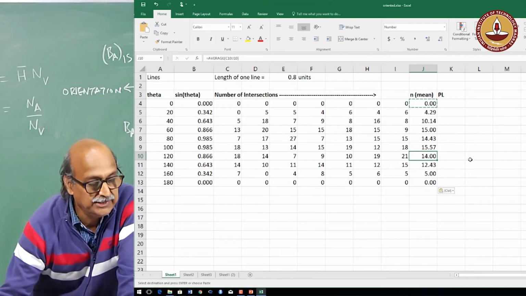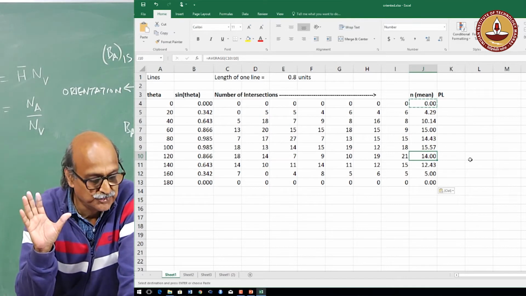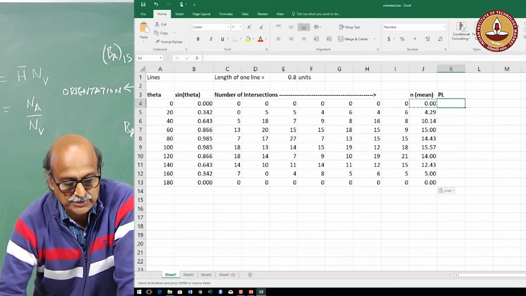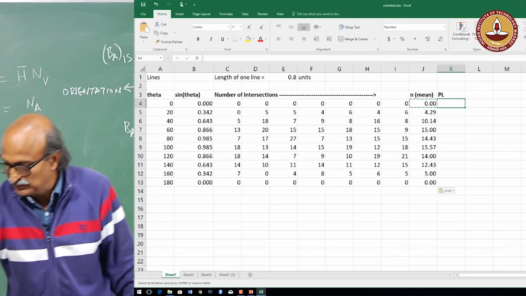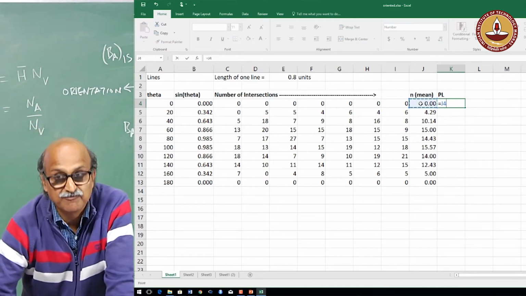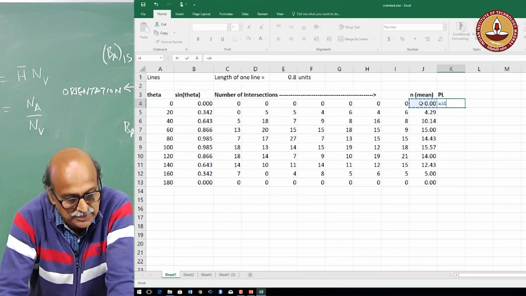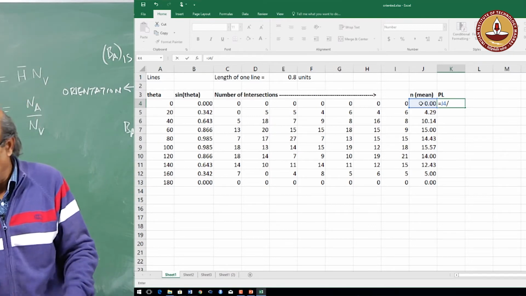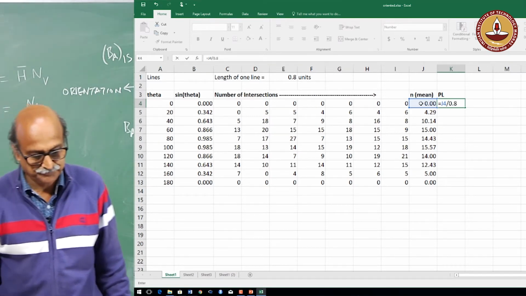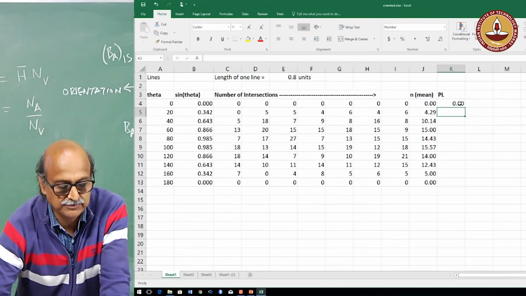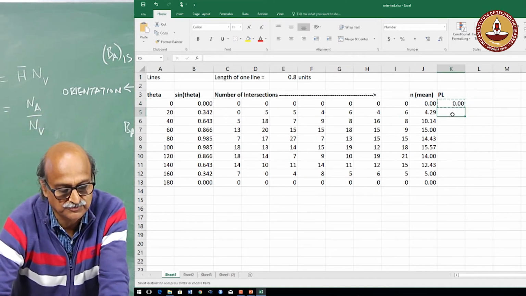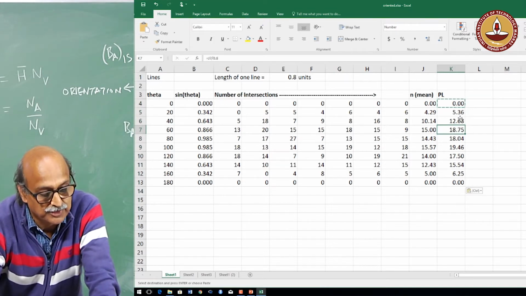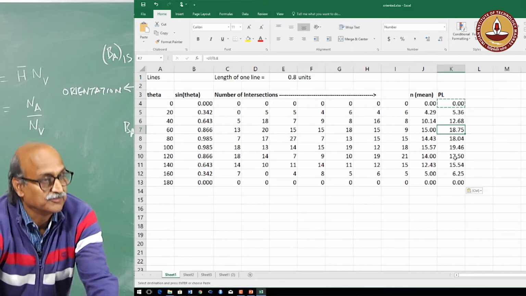So, each length of the line is simply 0.8 unit, which is specified here. Then the average number of intersections per unit length would be this mean count divided by the length of those individual lines. All the lines are of equal length, so it is 0.8, and then copy this formula to the rest of the cells. This gives me the number of intersections per unit length as a function of theta.